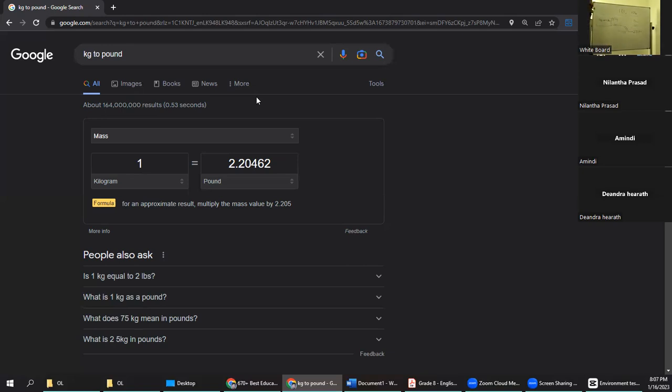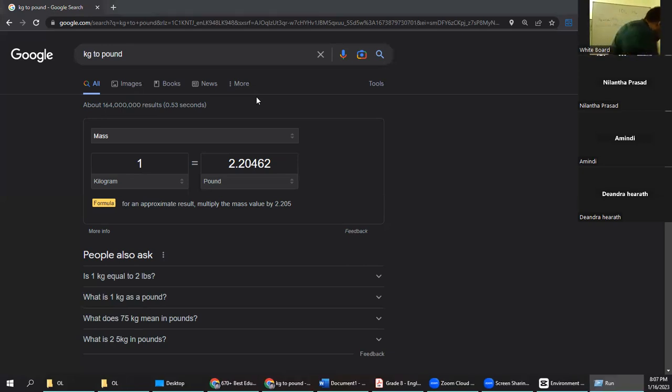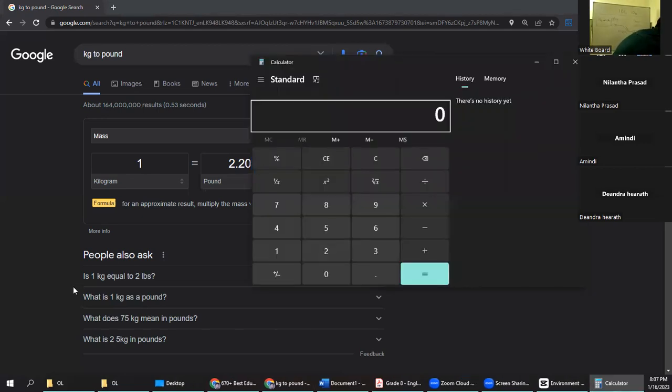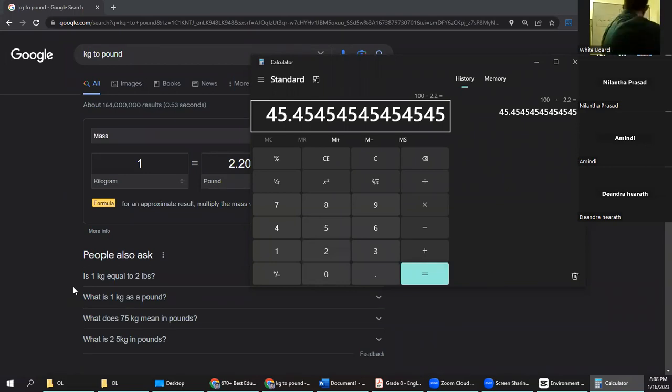If you divide it, you will get, so let's divide and see. 100 divide by 2.2, so we'll get 45.45 pounds. That's what we get. So let it be there.